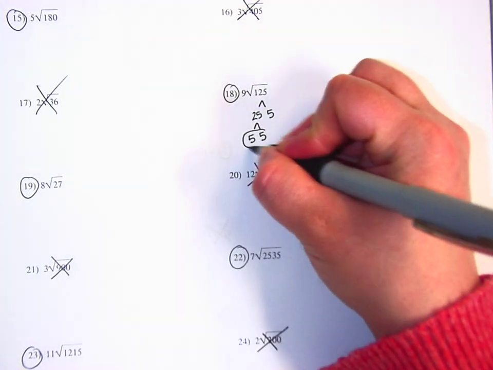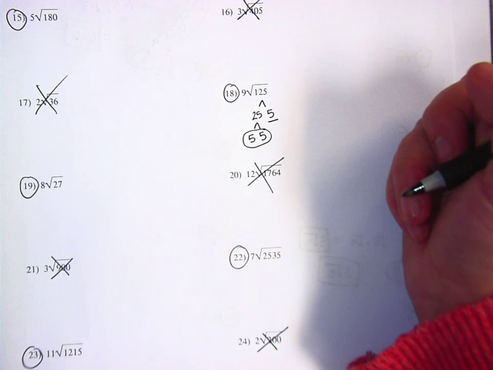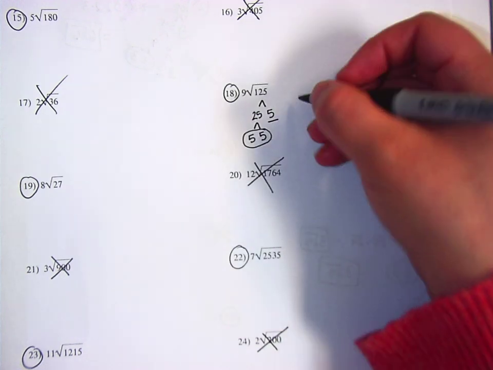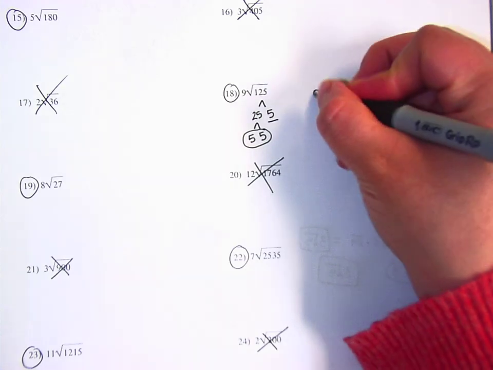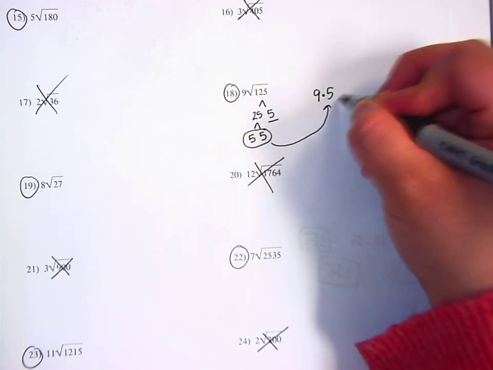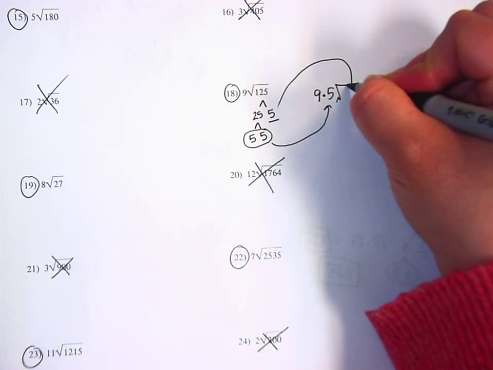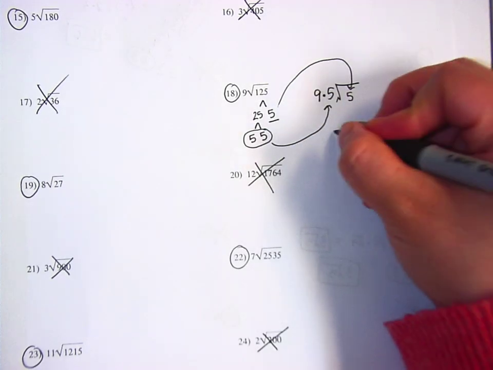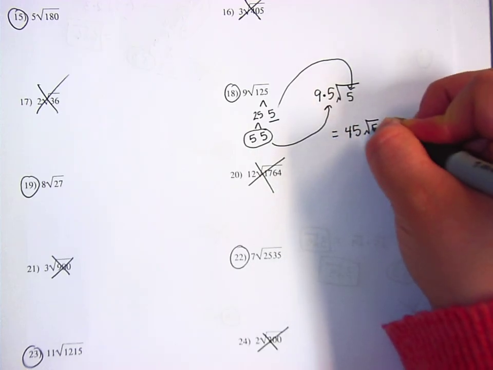I've got a pair of 5s because it's a square root, and then one leftover 5 that doesn't have a pair. So I'm going to leave the 9 that was out front. I'm going to take a 5 from this pair, that goes right there, and then inside the square root are my leftovers, this 5. So my answer is 45 times the square root of 5.